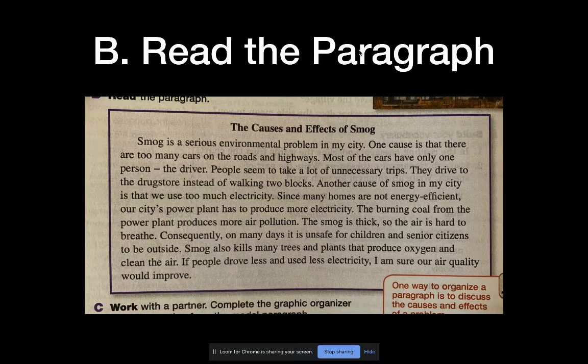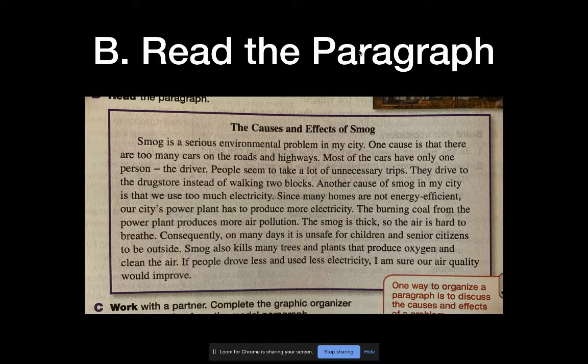But then you have a transition. Remember, we've talked about transitions before. You have a word here, another. If you look in the next sentence, it says, another cause of smog in my city is that we use too much electricity. So the first one was there's too many cars on the road. The second one, we use too much electricity. And then the next sentence is another detail, but this time, this detail is about the too much electricity being used.